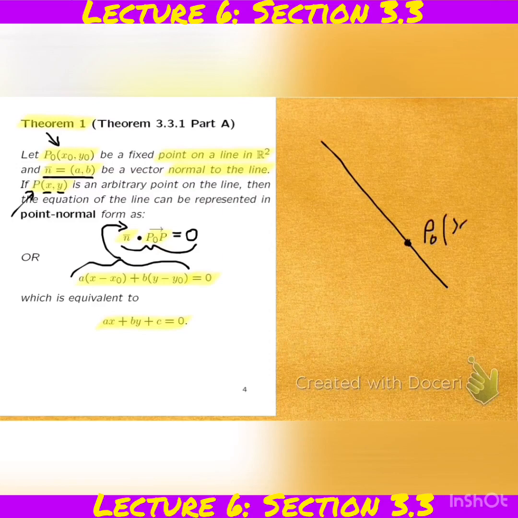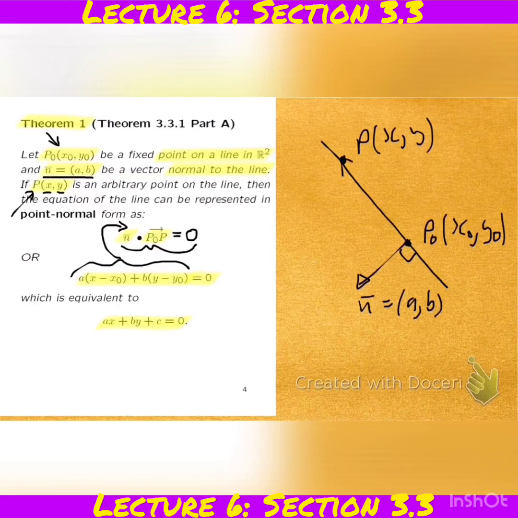P0, and now you're also given the normal vector. This is a vector that's perpendicular to your straight line, so that's the normal vector. And now you take an arbitrary point P, (x, y). It doesn't matter where you pick this point P. It could be any point.